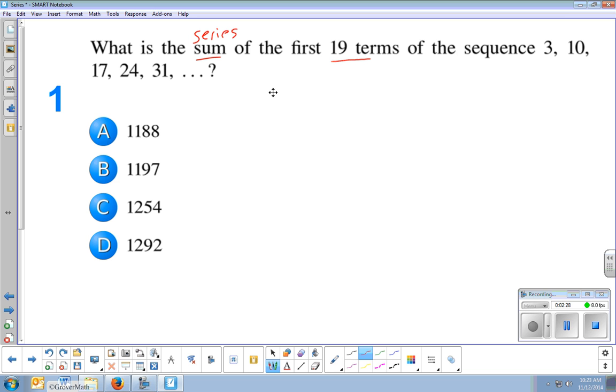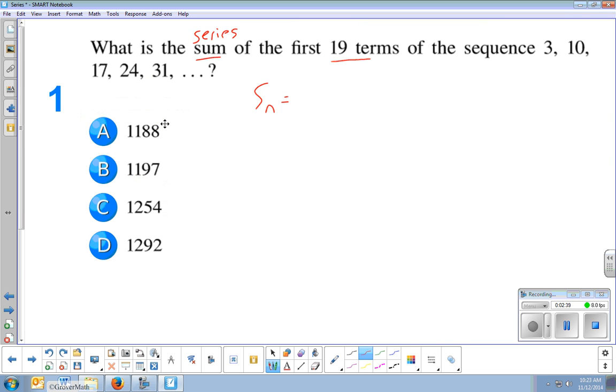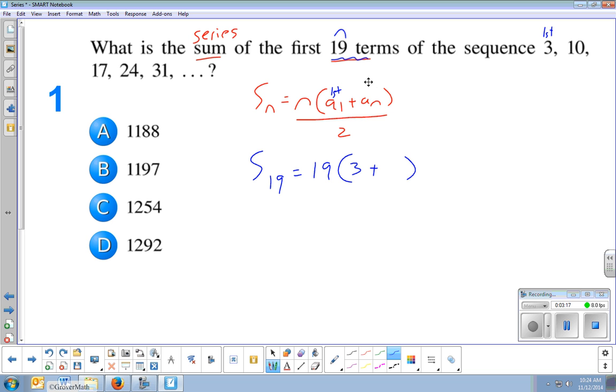So the formula is S sub n, standing for sum or series. Let me just make sure I get it right. It is n parentheses a1 plus an over 2. And so what this substitute would be, if I want the sum of the first 19 terms, that's my n. So S19 is the sum of 19 terms. S19 equals 19 is our n, parentheses, a1 is your first term, and they show us here that our first term is 3, plus an, which would be, in this case, the 19th term, divided by 2.